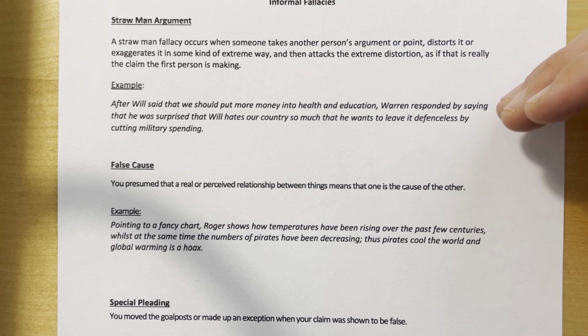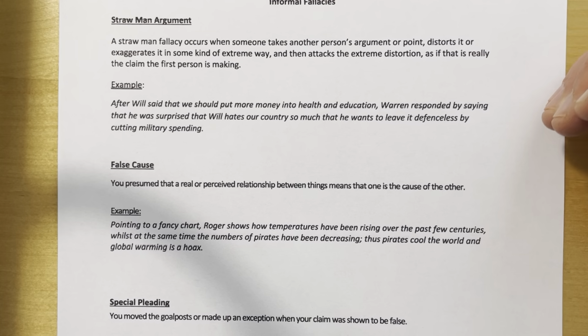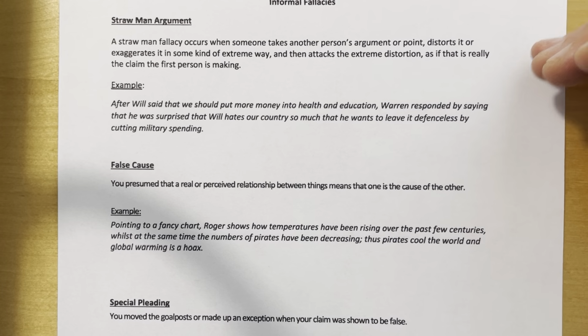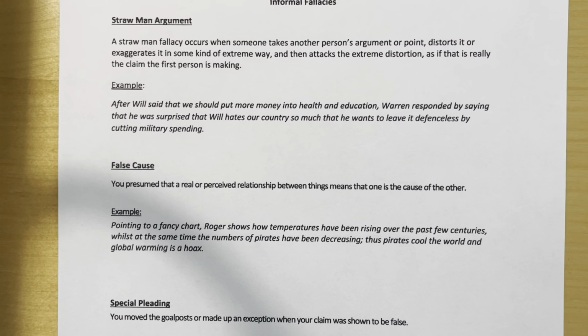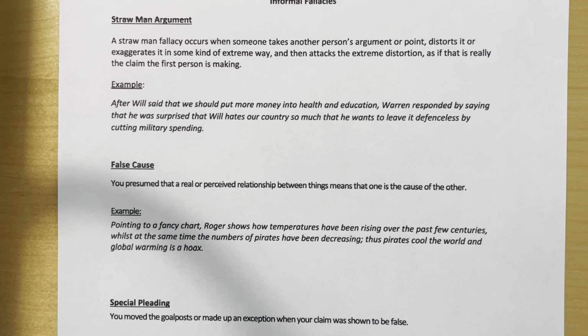But here's our example. After Will said that we should put more money into health education, Warren responded by saying that he was surprised that Will hates our country so much that he wants to leave it defenseless by cutting military spending. So this is what we call a straw man argument. What was Will's original argument? He said that we should be putting more money into health and education. He didn't say anything about cutting military spending. He didn't make an emotional argument at all. So to come back at him by saying Will hates our country for some reason is a pretty extreme argument to make.